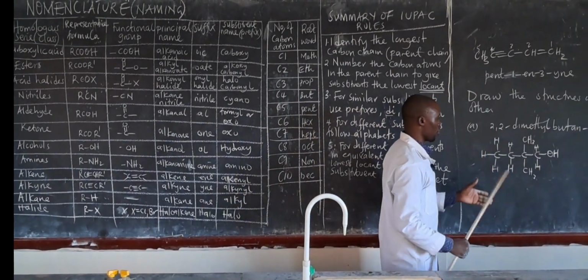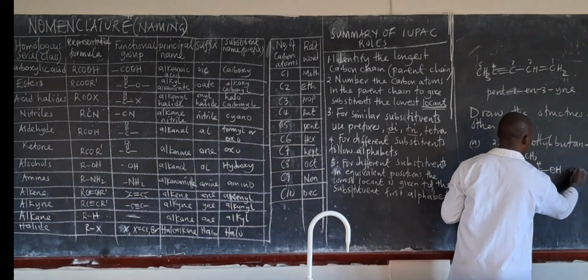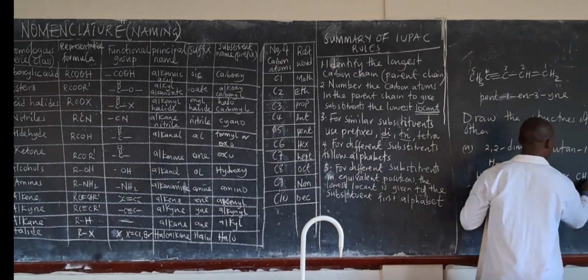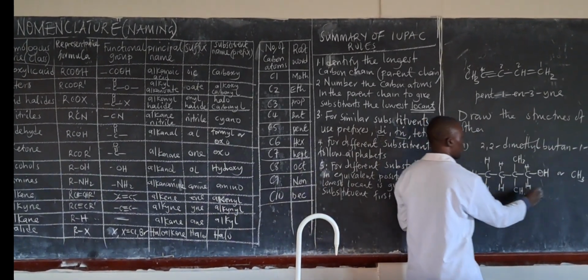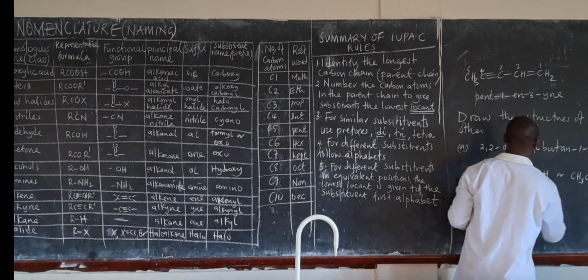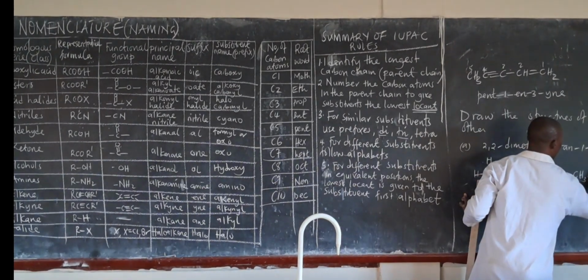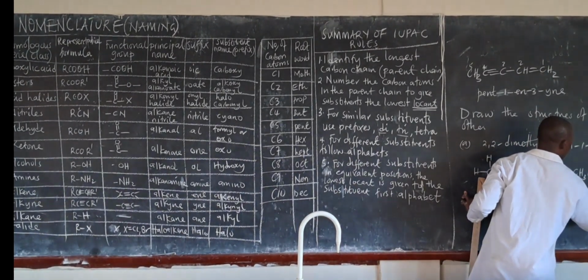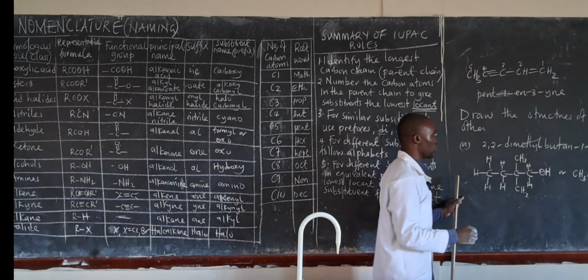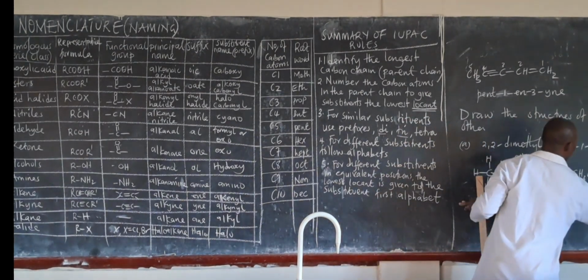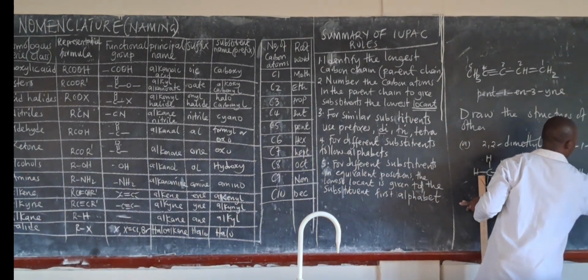Then compress the structure because we don't want this. So I have CH3. This one CH3, CH2. Then this one, it's a partially compressed structure. So this is CH2OH.